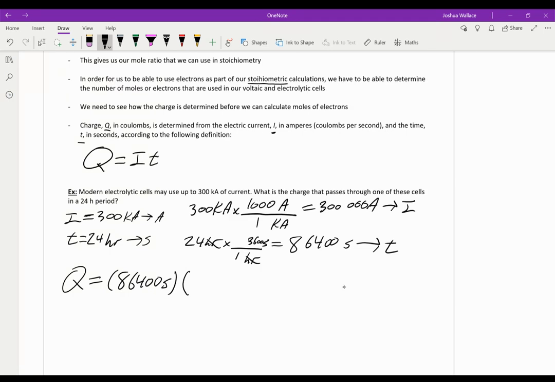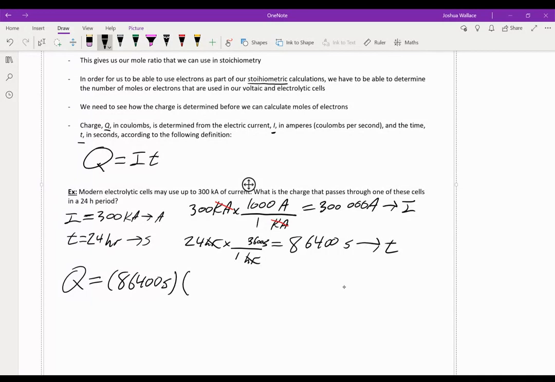So I wrote down my electric current, which is 300 kiloamps, and I need to convert that to amps. So I make myself a little ratio here, and I know 1 kiloamp is 1,000 amps. I use unit cancellation. Kiloamps crosses off with kiloamps, and I'm left with amps. 300 times 1,000 is 300,000, so I have 300,000 amps multiplied by 24 hours. I need to convert that to seconds, so we have 3,600 seconds in an hour. 24 times 3,600 is 86,400 seconds.